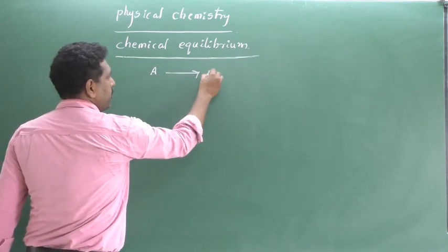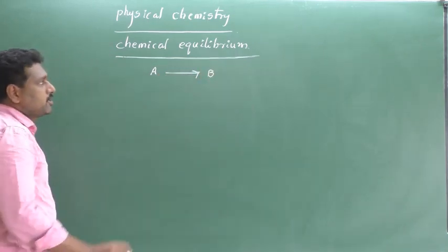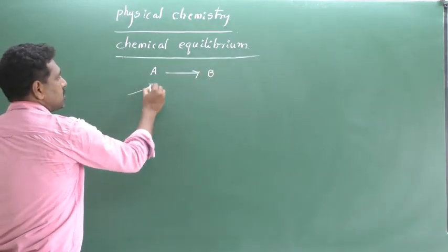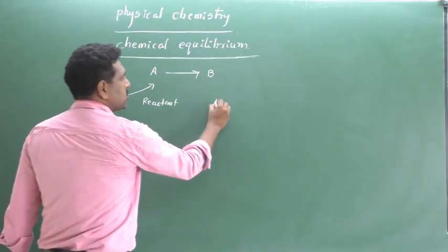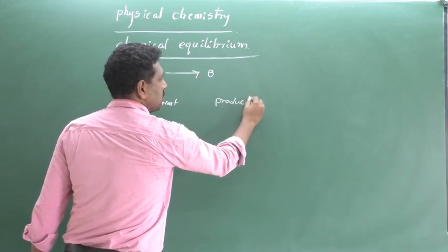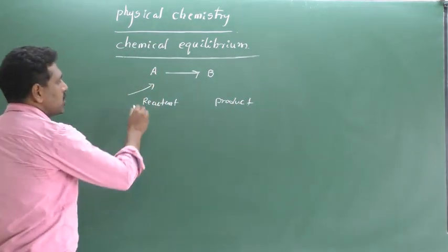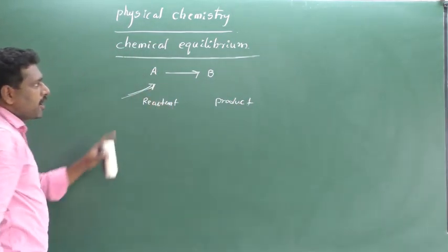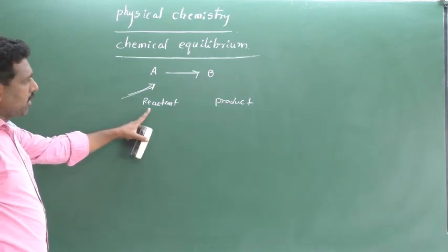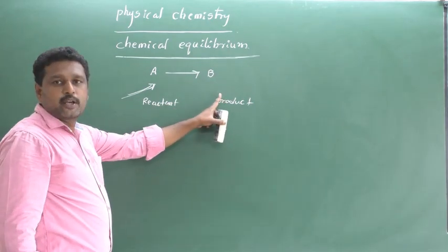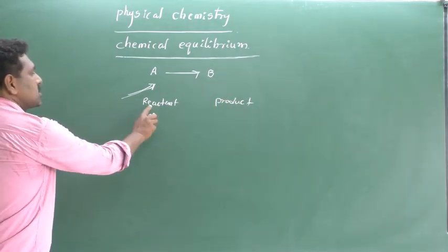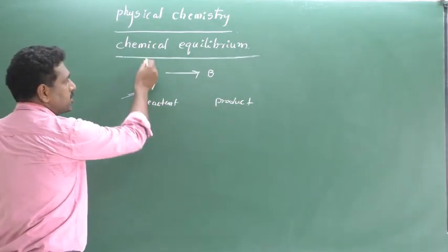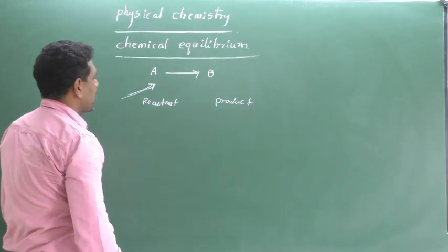So A to B, it is a reaction. These are called reactants, and this is called product. Which enters into a chemical reaction is called a reactant. Which is formed in the chemical reaction is called a product. So this is reactant and this is product. This is called a chemical reaction.